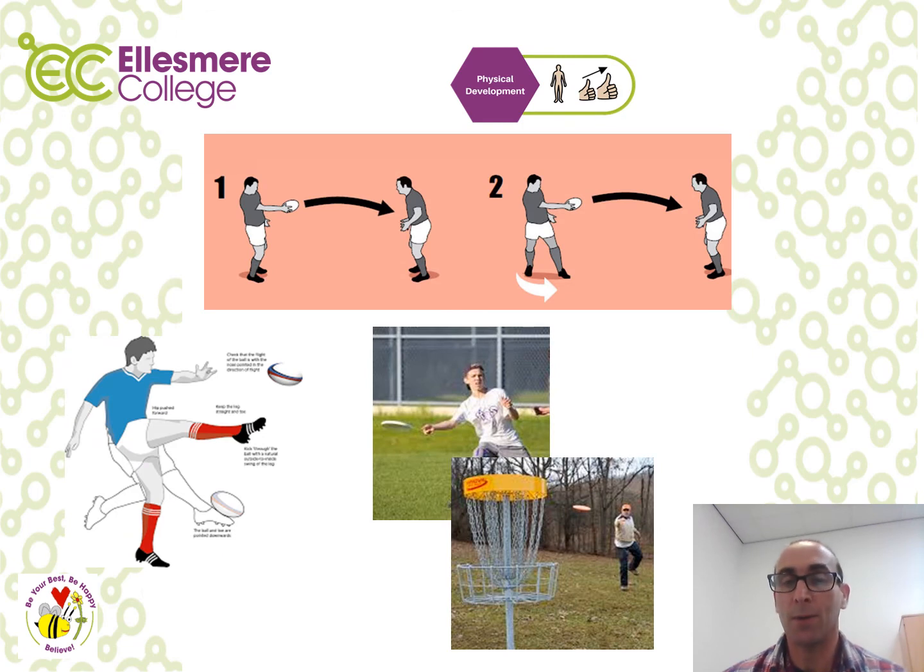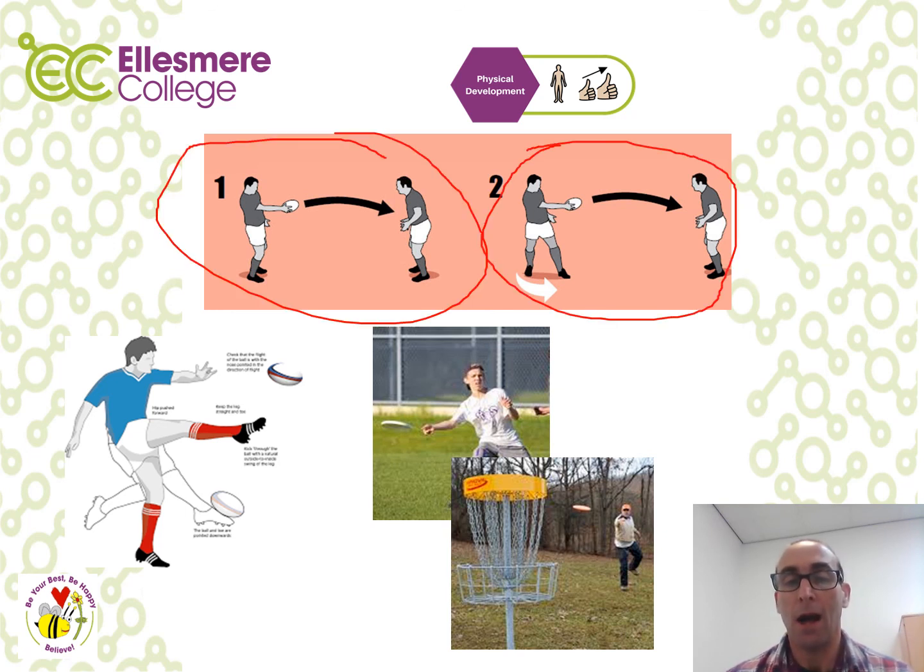In PE, we're going to be looking at two distinct sports. The first one is an old sport, which is rugby, and we'll be looking at passing the ball between each other in a backwards fashion, and also how we kick the ball.